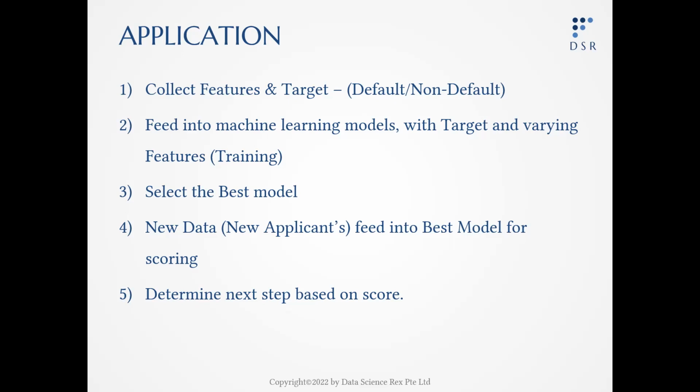After the model training, we will have a lot of models and we will then select the best model. Now, with the best model, as new data comes in, like for instance, new applicants' data, we'll fit this into the best model for scoring. Once we have the score, we will then determine the next step. Like for instance, based on the score, do I disburse the loan or do I not disburse the loan?